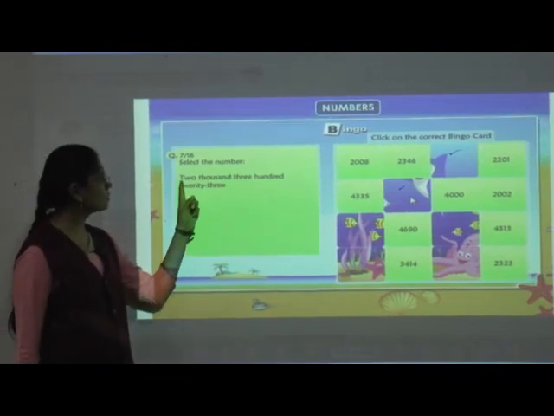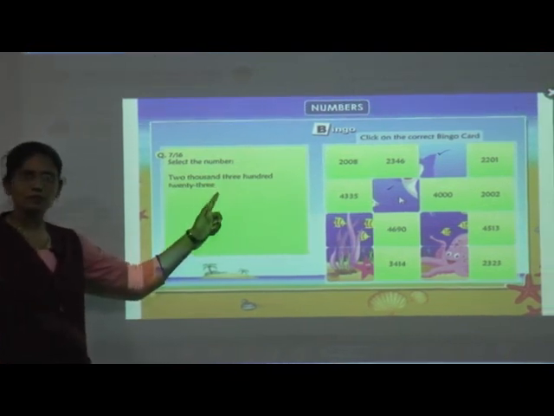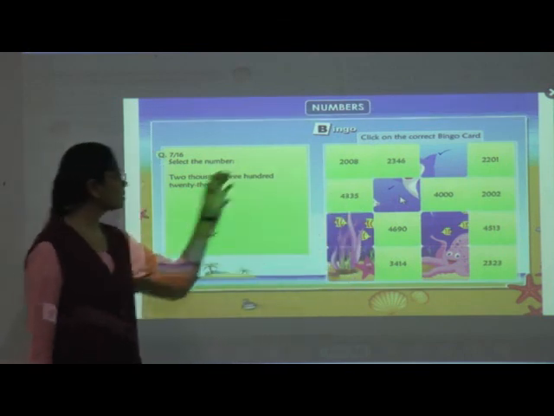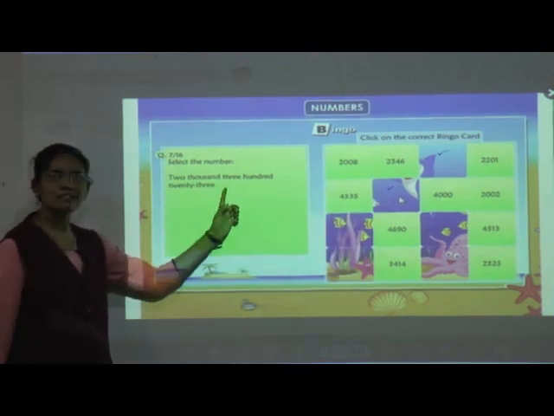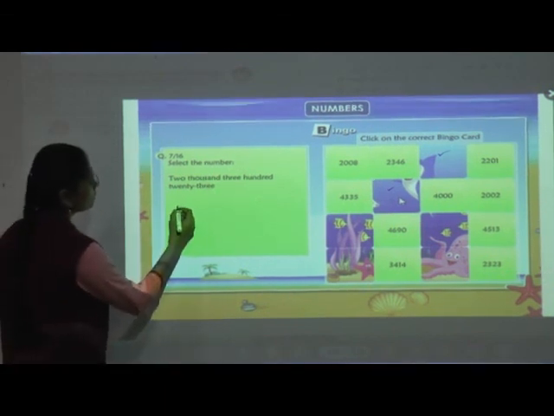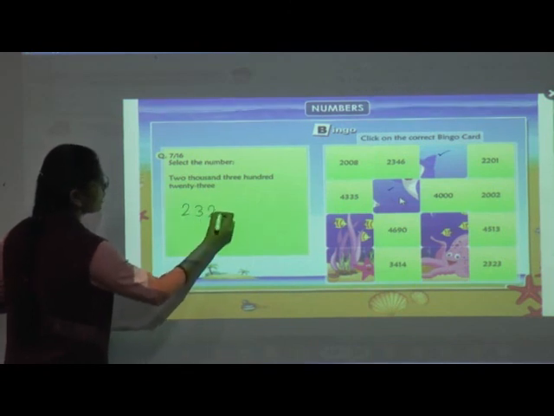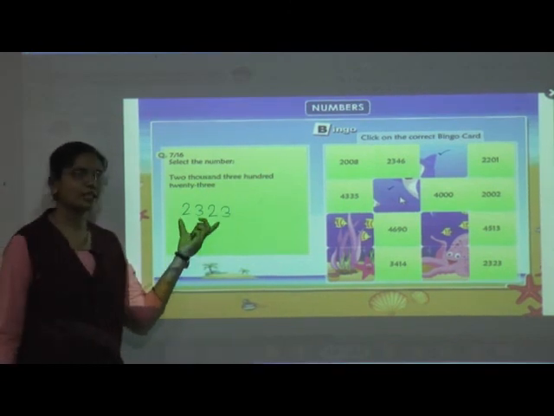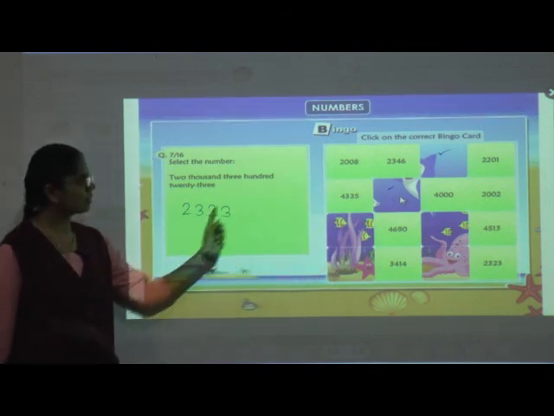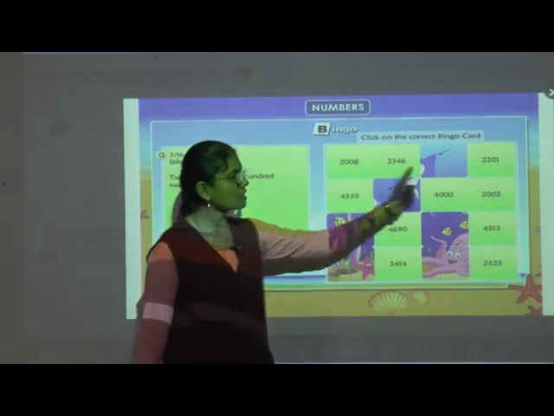Select the number 2323. This number we have to select from these numbers. First, for that we will write this in figures: 2323. Now it is very easy to find the same number here. Understood? Now see this number, where is 2323? Yes, the number is here.